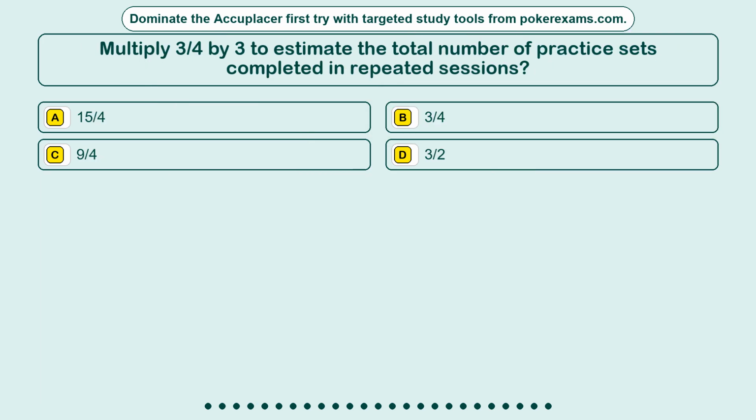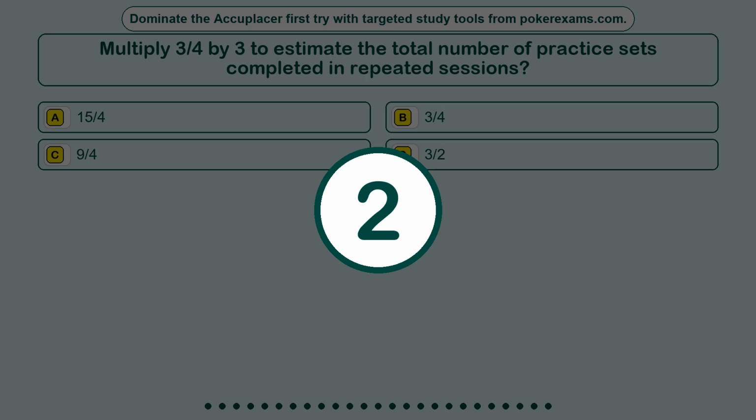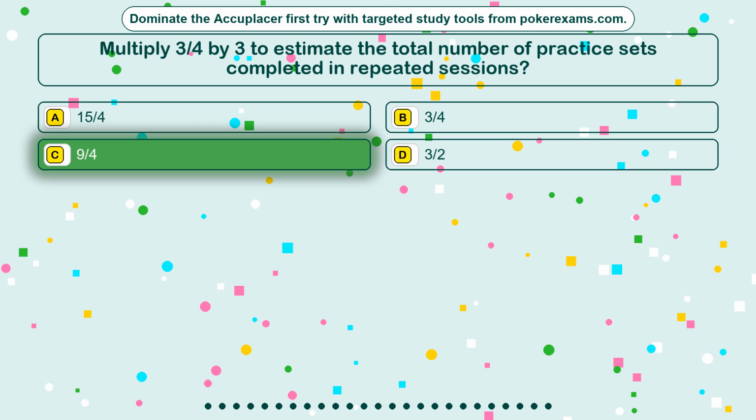Question 2. Multiply 3/4 by 3 to estimate the total number of practice sets completed in repeated sessions. Option A, 15/4. Option B, 3/4. Option C, 9/4. Option D, 3/2. The correct answer is option C, 9/4.